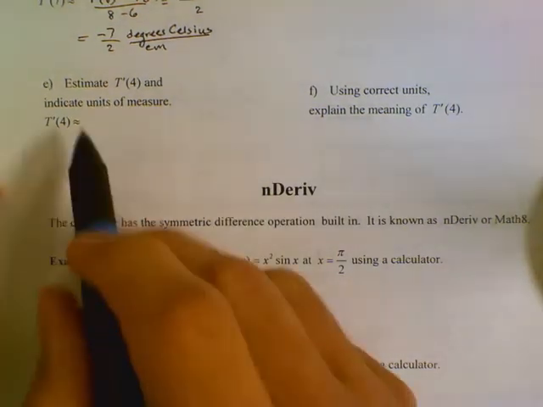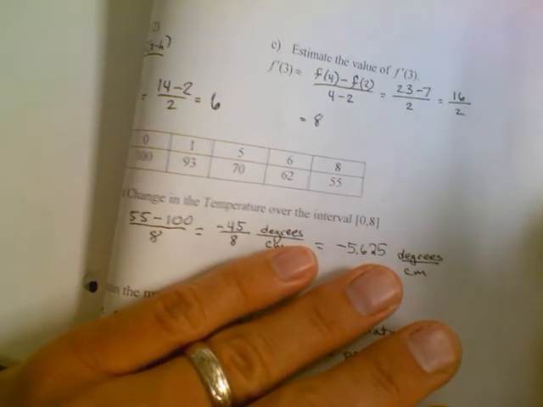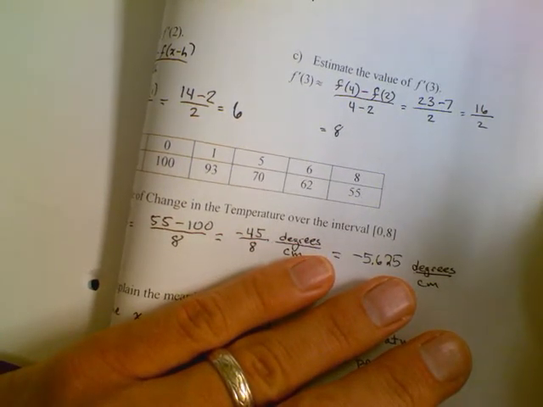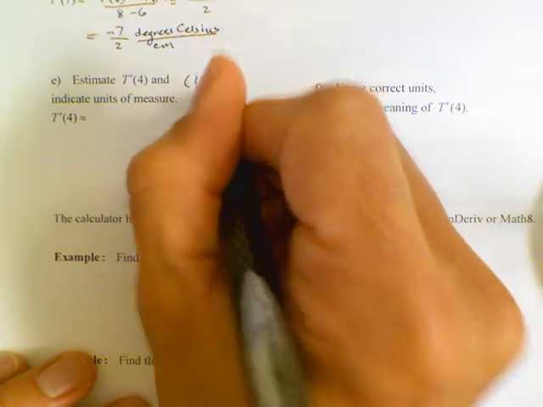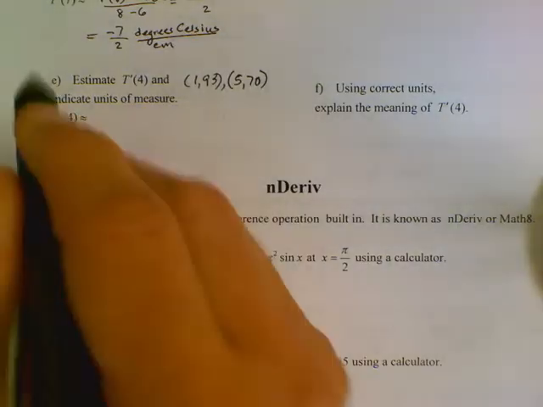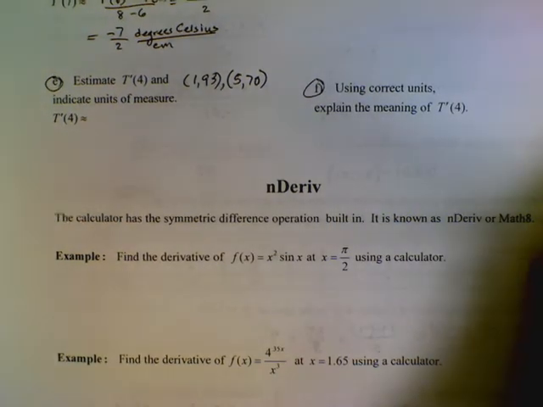T prime at 4 and indicate units of measure. Well, this time 4 is in our table. Oh, I'm sorry, it's not. But it is between 1 and 5, so I'm going to use 1 and 5. So 1, 93 and 5, 70 are my 2 points that I'll use. Okay? And at this point in the video, I feel like I'm being a little bit repetitive, so I'm going to leave those to you.